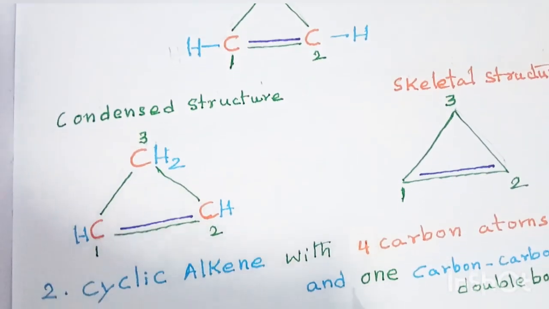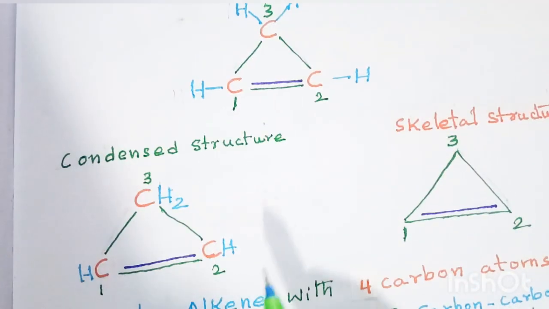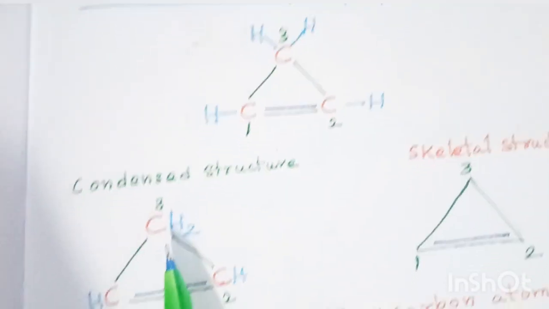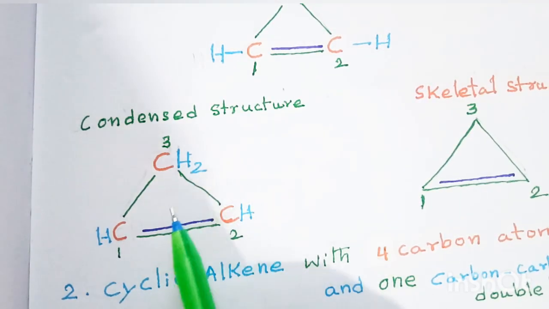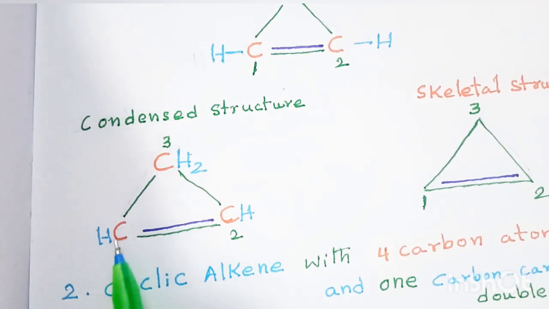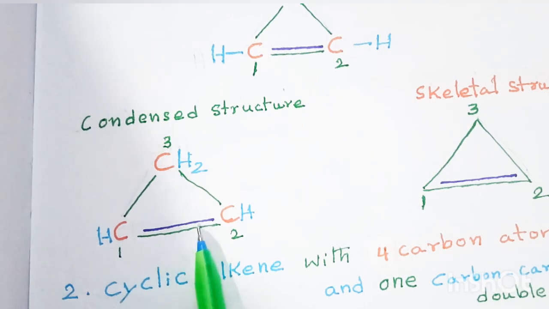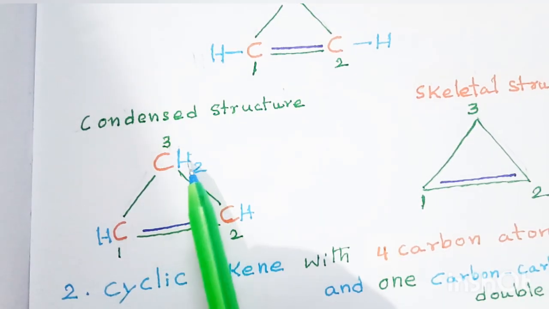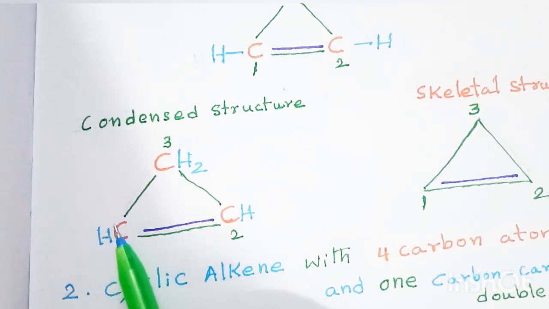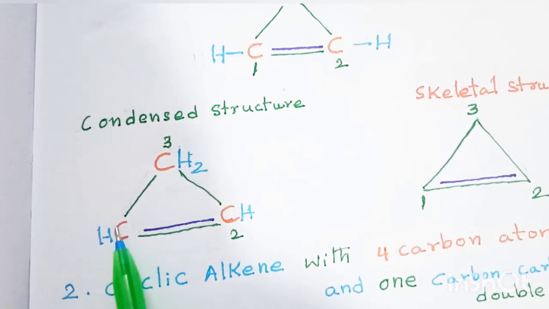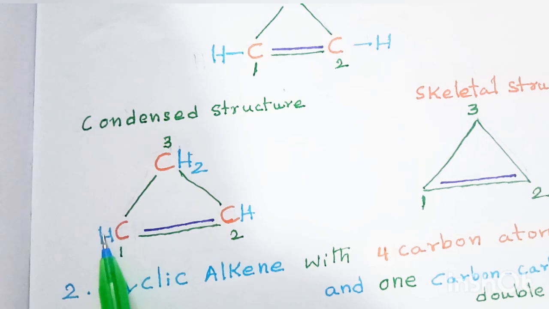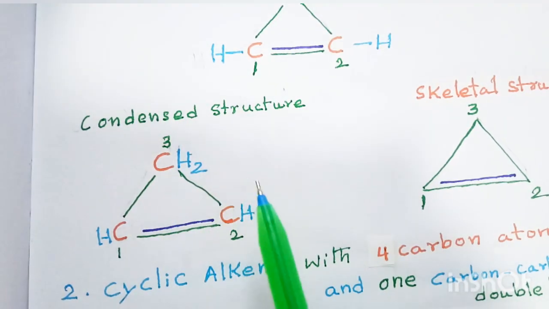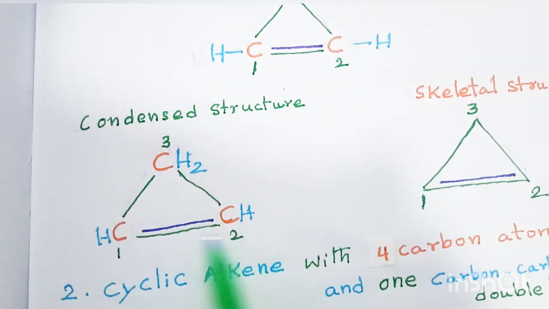Now let's see the condensed structure. Condensed structure means nothing but here we have written hydrogens separately. In condensed structure we will combine carbon and hydrogen and we will draw the bonds. So the first carbon will be CH double bond CH, single bond CH2 and single bond. So this has become 3 carbon atoms and 4 hydrogen atoms. So the formula for cyclopropene is, we know, C3H4. So we are getting that.